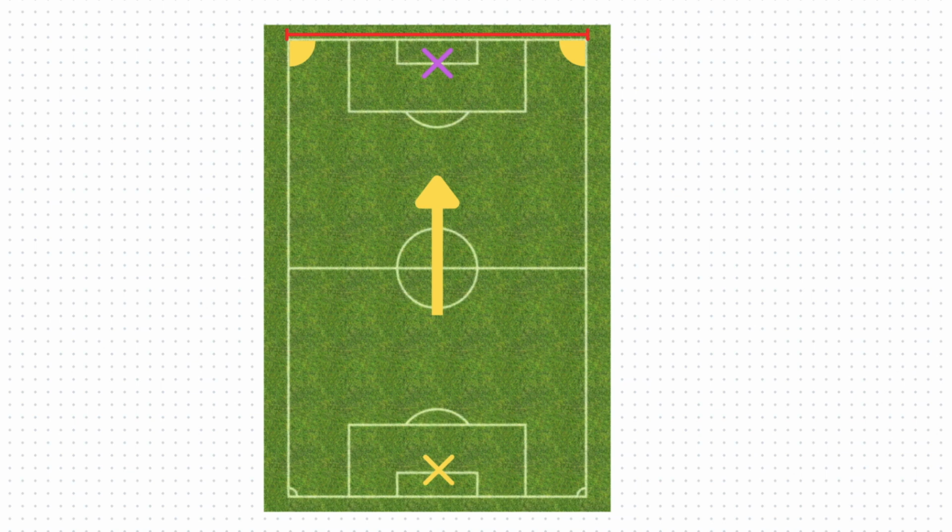The corner kick takes place in either of the corners, but it's going to happen on the side that the play gets out of bounds. So for example, if the purple team kicks it out on the left side of the field, the corner kick is going to happen from the left corner of the field.